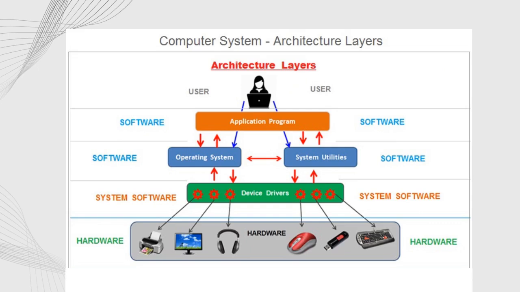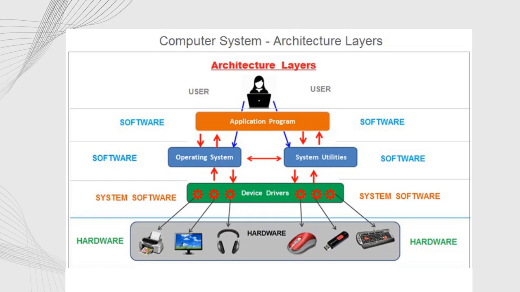Let's look at how a computer is organized in layers. At the bottom, we have the hardware. These are physical devices like the keyboard, mouse, monitor, printer, headphones and pen drives. Hardware cannot work by itself. Just above the hardware, we have device drivers. These are small system programs that help the operating system communicate with each device. Without drivers, the operating system cannot control the hardware.